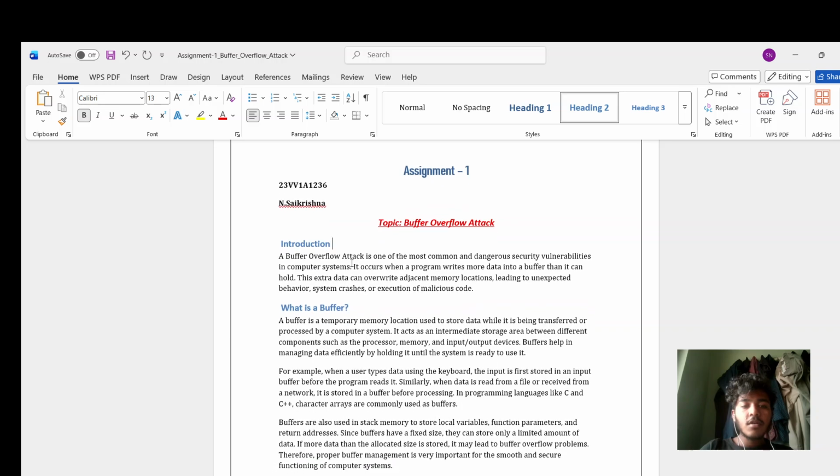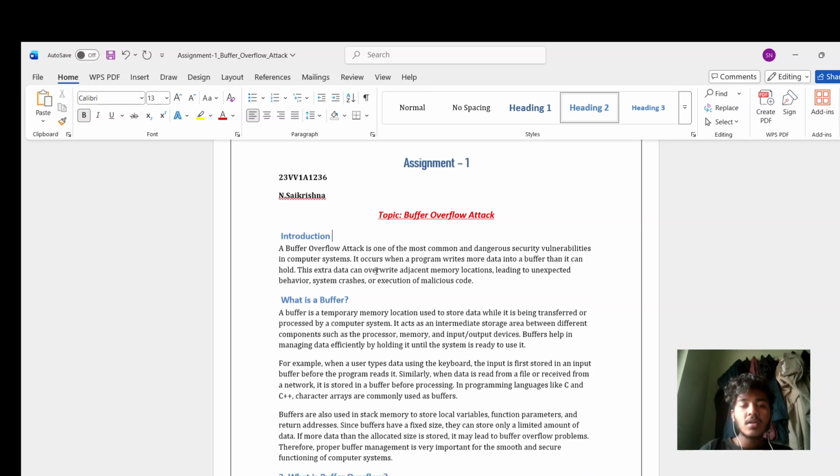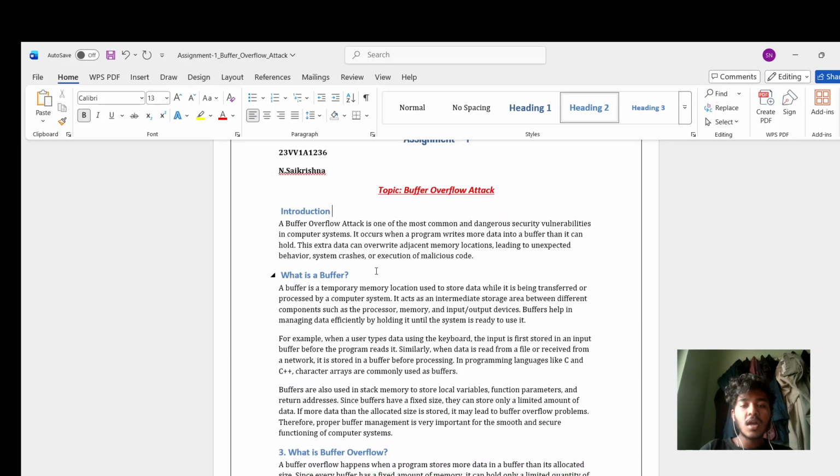Introduction. A buffer overflow attack is one of the most common and dangerous security vulnerabilities in computer systems. It occurs when a program writes more data into a buffer than it can hold. This extra data can overwrite adjacent memory locations, leading to unexpected behavior, system crashes, or execution of malicious code.